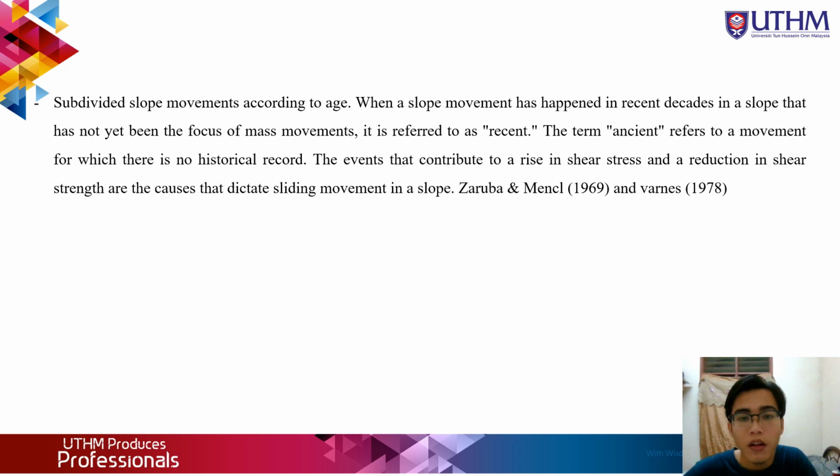The events that contribute to a rise in shear stress and a reduction in shear strength are the causes that dictate sliding movement in a slope, said Zaruba and Mencl in 1969, also Varnes in 1978.